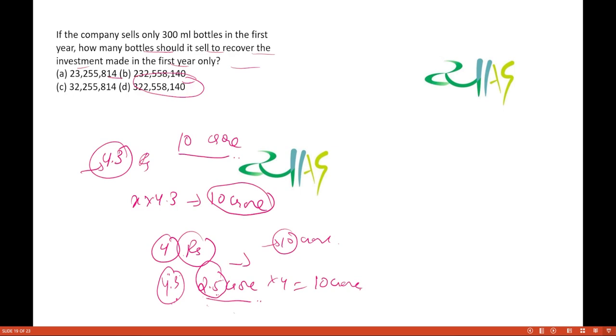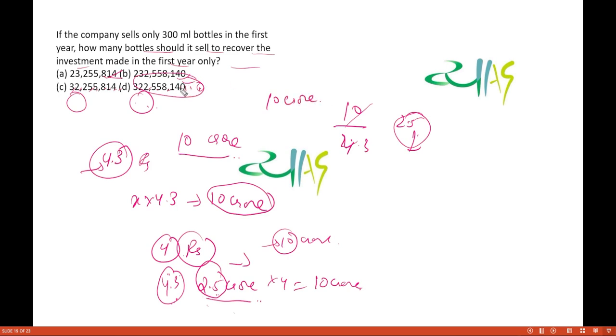तो यहाँ पे we don't have to do the calculation, this will not be our answer because ये 32 नहीं आएगा, because 10 divided by 4 when we do we will get 2.5, but this is 4.3, so we will get less than 2.5. Okay, now we have to decide whether this one or this one. So if you see, all the digits are same in this one, and in this one only one more zero is there. Okay, now we have 10 crore, and this is how much crore?